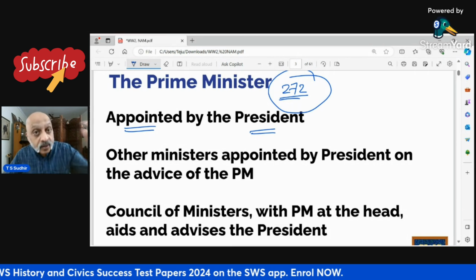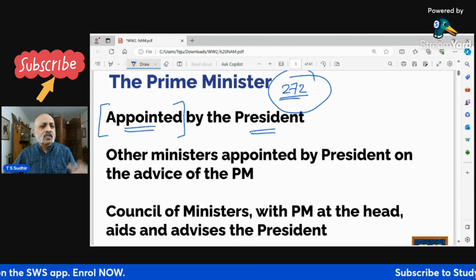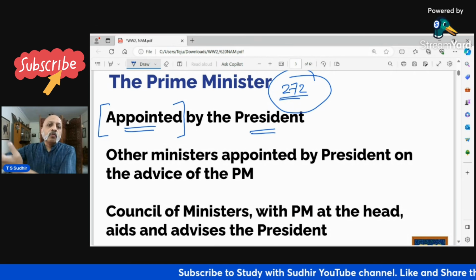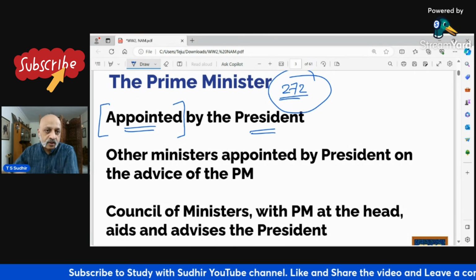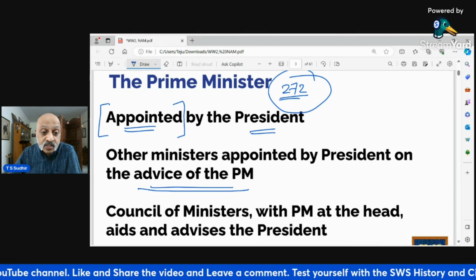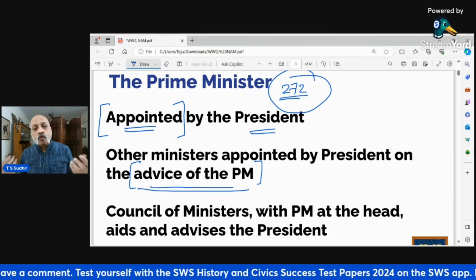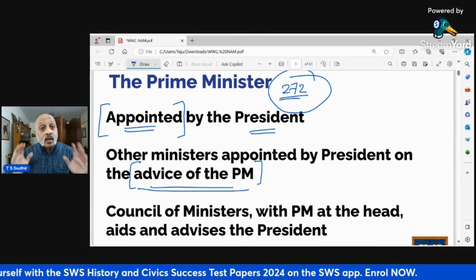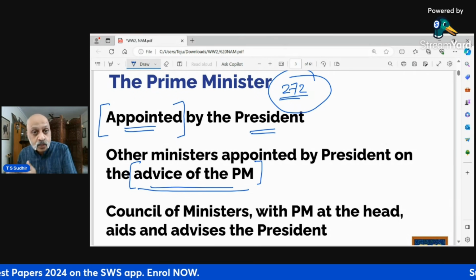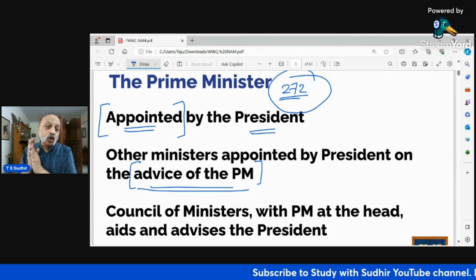That is the norm. But in the Constitution, how it is written is that he's appointed by the President. This is pretty much similar to the Westminster model in UK, because our Constitution was essentially modeled on what happens in Great Britain. Then other ministers are appointed by the President on the advice of the Prime Minister. These are all key phrases. Isko kabhi bhi ignore mat karna. Many students make the mistake of writing in their own words. No, Baba, certain terms, keywords, key phrases, you need to use what has been used in your textbook, or if you're part of the SWS courses in your notes, you need to use the same words or key phrase.